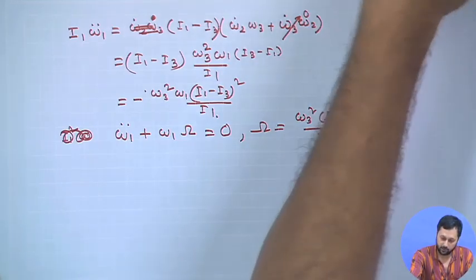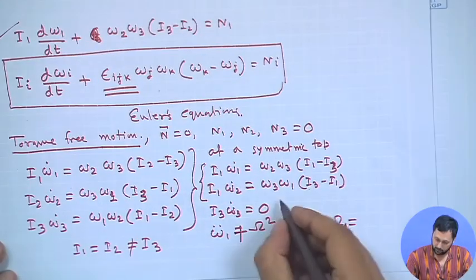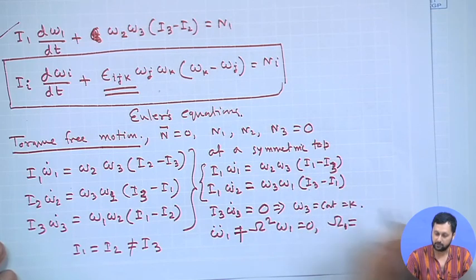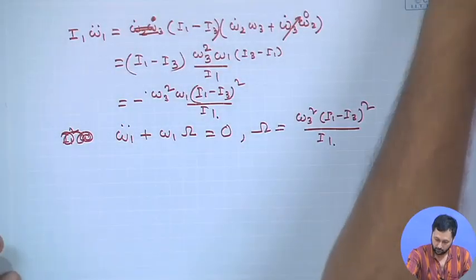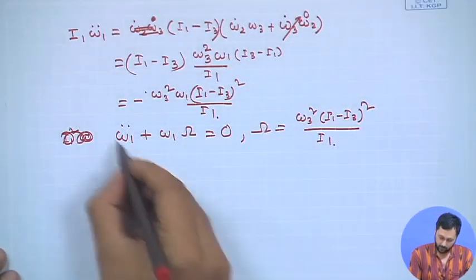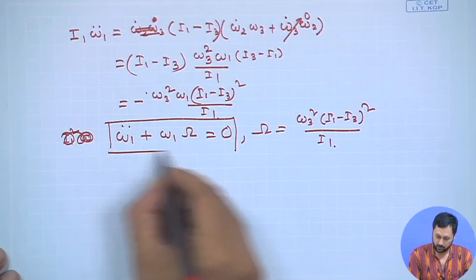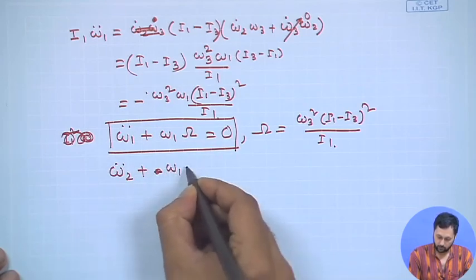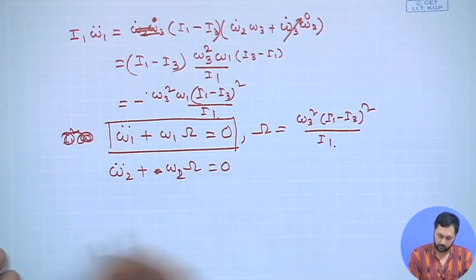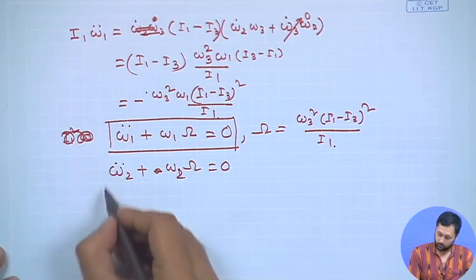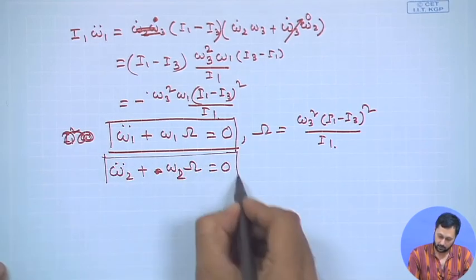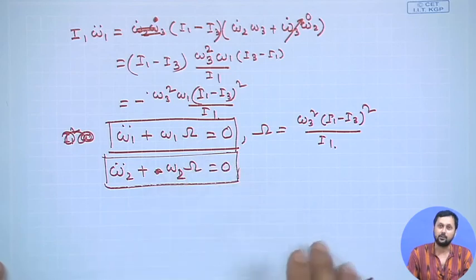And also please see that the third equation directly gives you omega 3 equal to some constant, and we can set that equal to k. Okay. So, this is my constant and my equation is this. A similar equation can be written for omega 2 double dot also, so it will be omega 2 double dot plus omega 2 times capital omega equal to 0, right. So, we will have these two sets of equations to solve and get a physical interpretation. I will do that in the next lecture. Thank you.